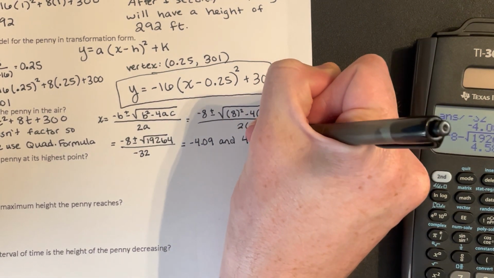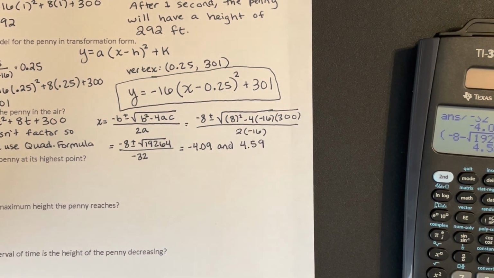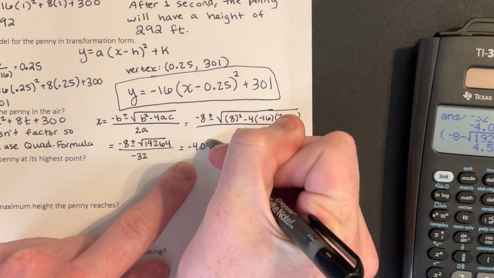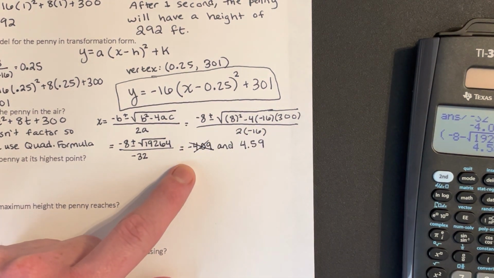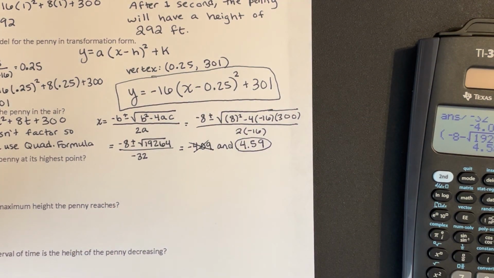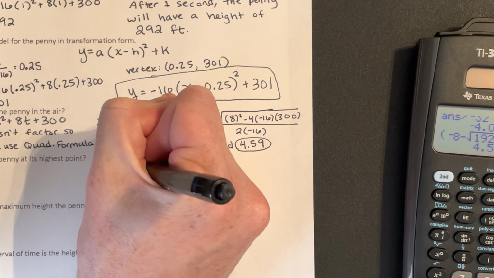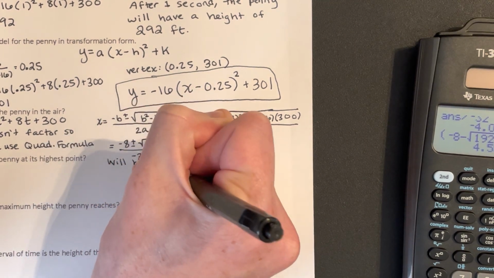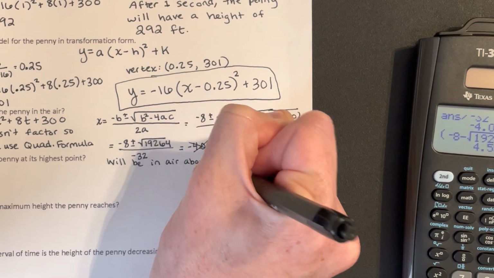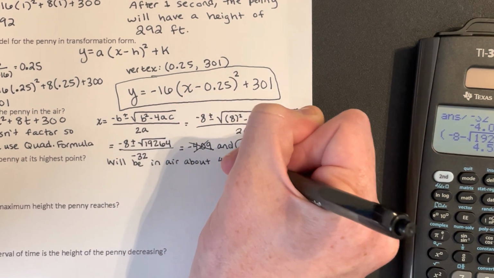4.59. And now we have to interpret in context again. So if we have time as negative 4.09, that wouldn't make sense. Time can't be negative. So the only time that does make sense is this one. So we would say we'll be in the air about 4.59 seconds.